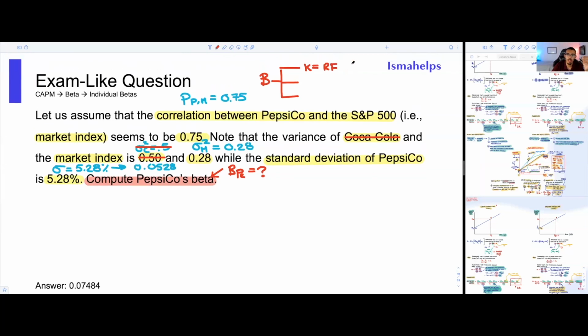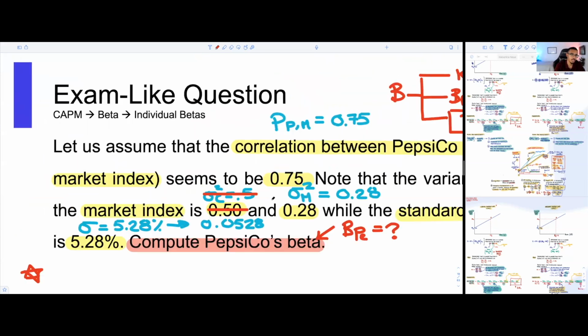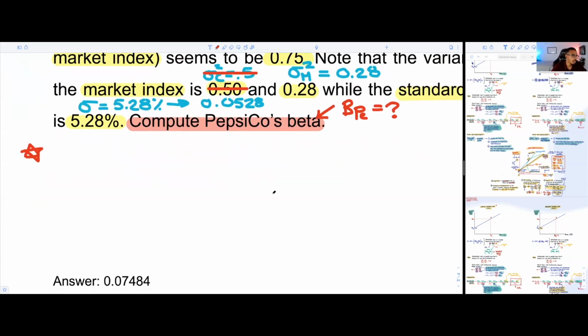RF plus beta, times the market risk premium. So we see it here. We also see it in our formula for the portfolio beta. But we also see it in a very simple formula. I'm going to write it right here, a little bit bigger, such that when you review the question, it's easier.